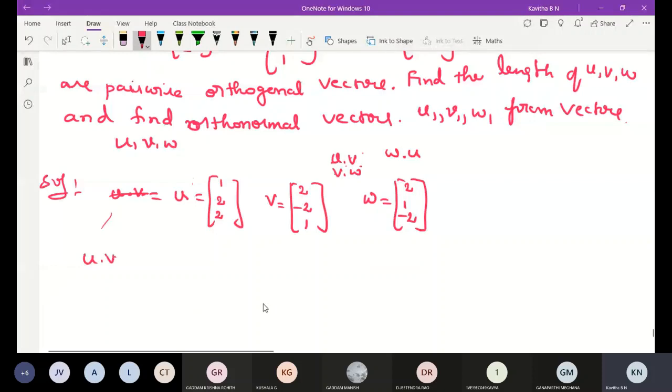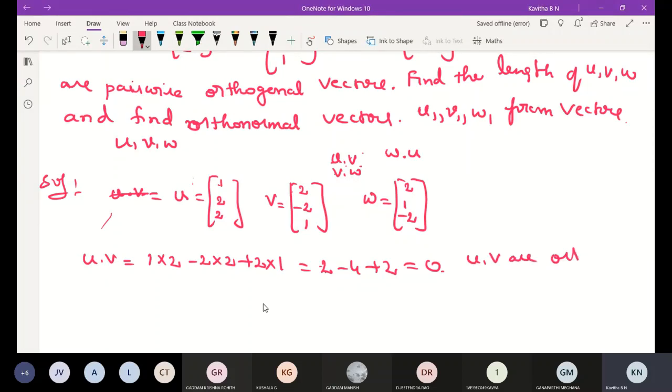Then u dot v is equal to 1 into 2, plus 2 into minus 2, plus 2 into 1. That is 2 minus 4 plus 2, which is 4 minus 4, equal to 0. So u and v are orthogonal. Similarly, find v dot w. Take the v vector and w vector and do the dot product: 2 into 2.